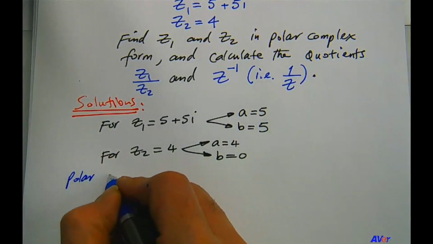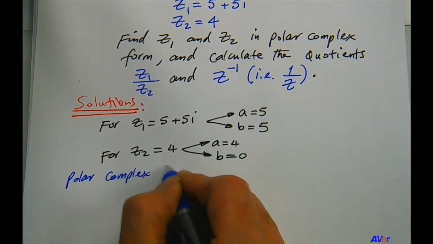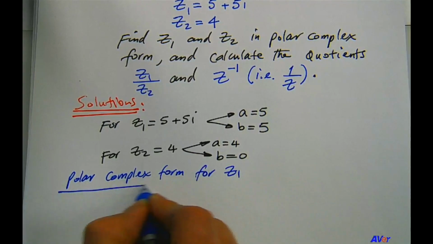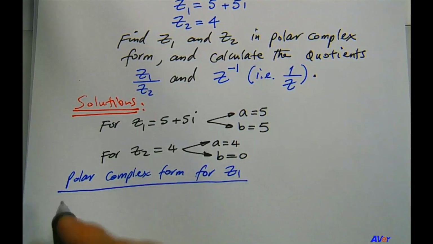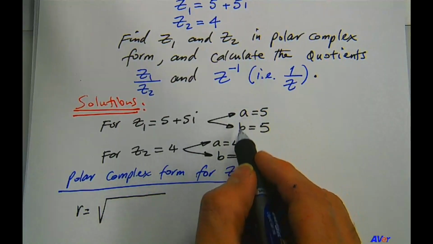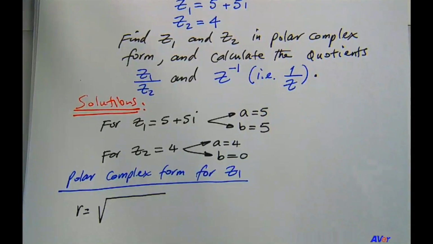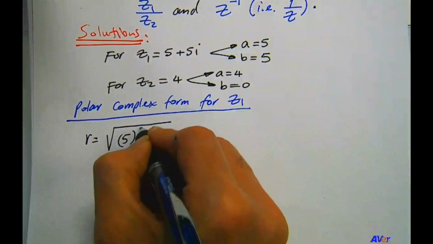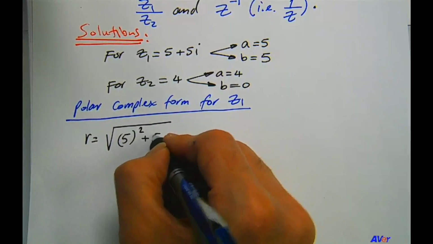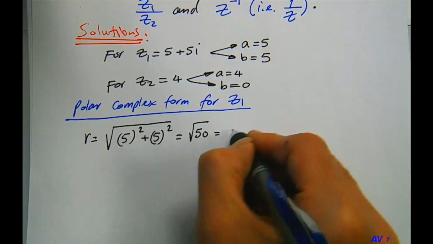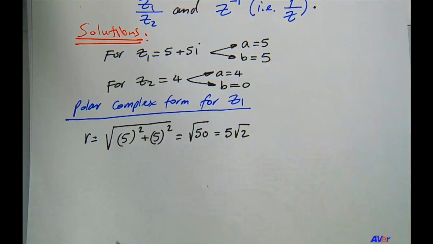Okay, so for finding the polar complex form for z1, we have r equals the square root of a squared plus b squared. All right, let me move this up. And so 5 squared plus 5 squared would be equal to the square root of 50, or equals 5 square root of 2. That's r for z1.